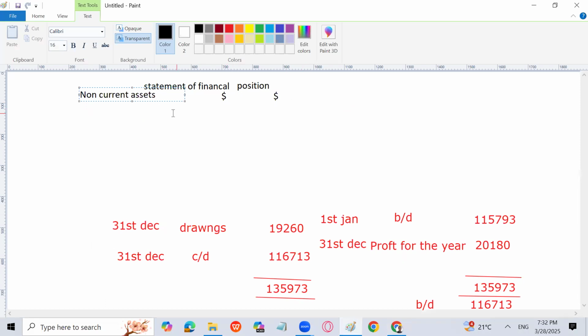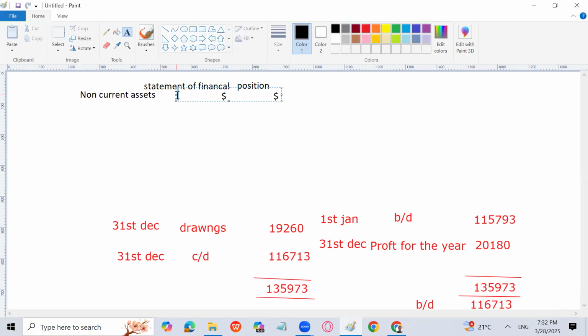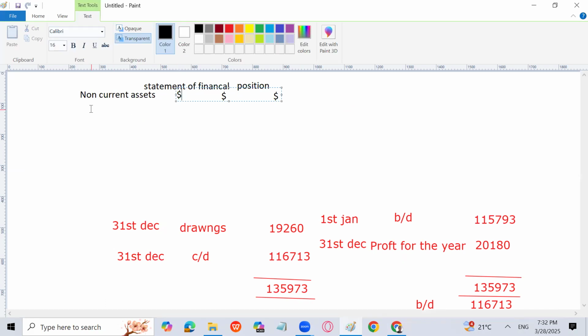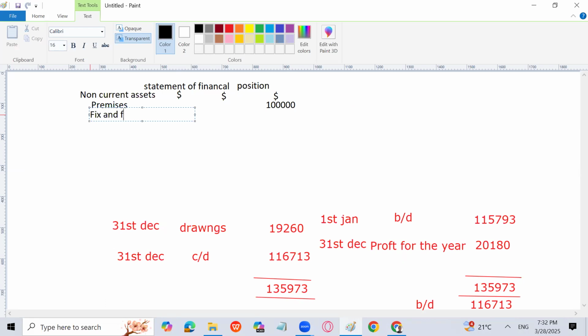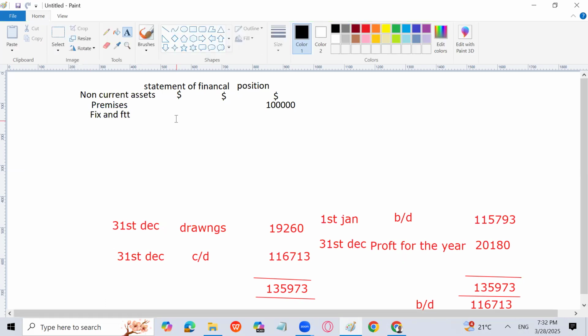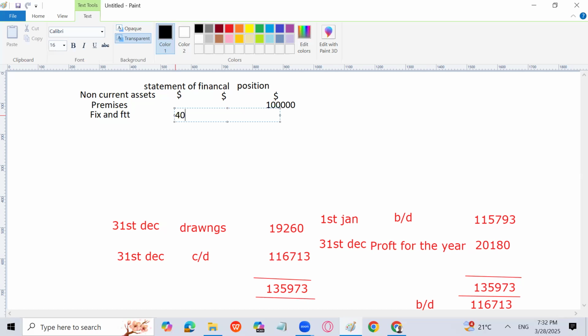You can go for three columns also. I can write the dollar sign here. Premises, that is going to be 1 lakh. Fixtures and fittings, that is going to be 40,000 cost, 15,000 is the depreciation, and net book value, I will write at the end, is going to be 25,000. Now I will add them all up to find the total.